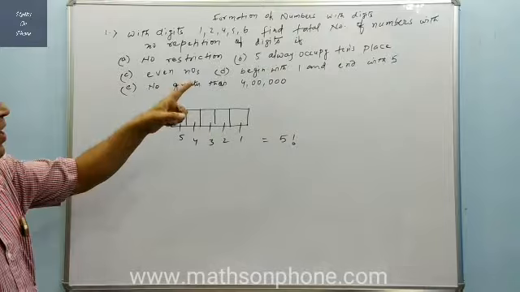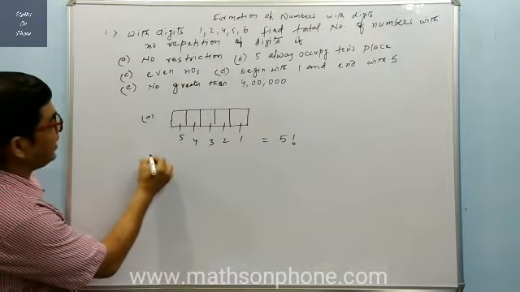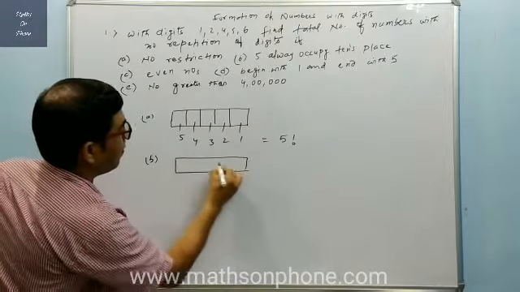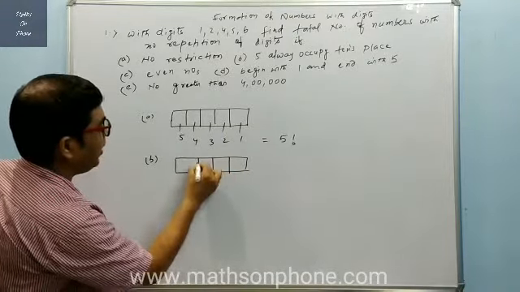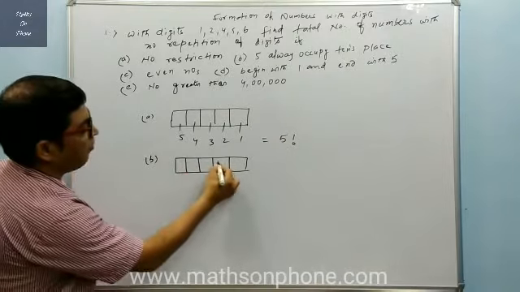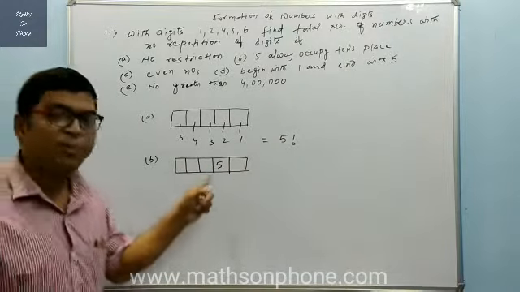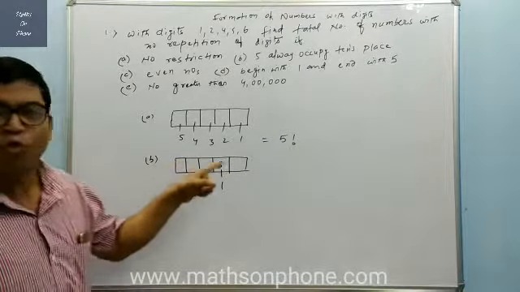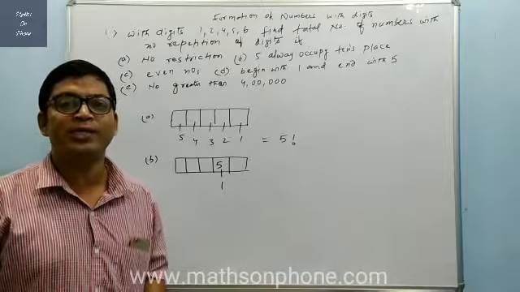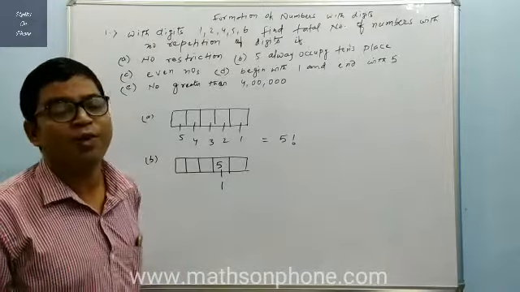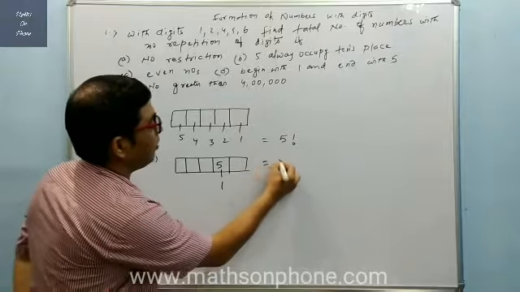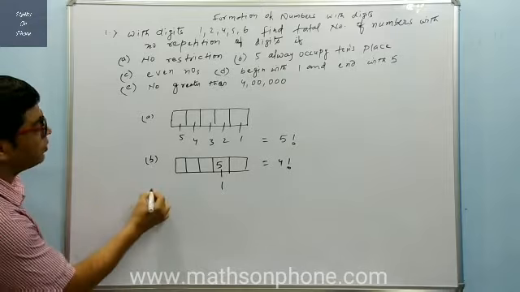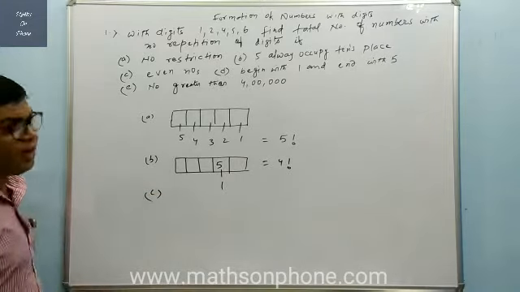Second question, 5 always occupies the 10's place. Again we will make a box, and 5 will be at the 10's place here. That means this place will be fixed with 5. So this can be done in 1 way, and the remaining 4 places with the remaining 4 digits can be filled up in factorial 4 ways. So the total number of numbers is factorial 4.